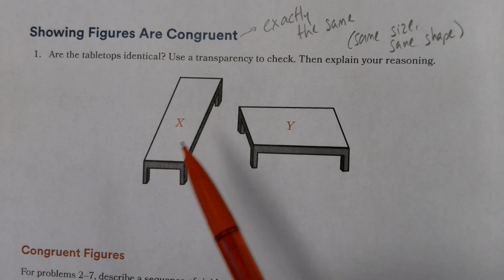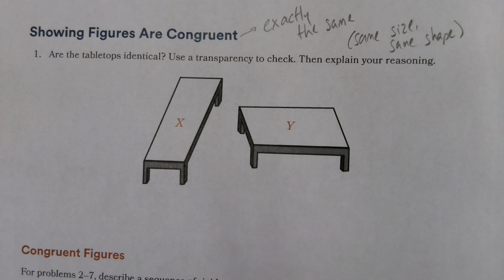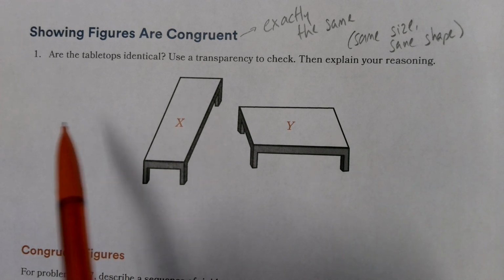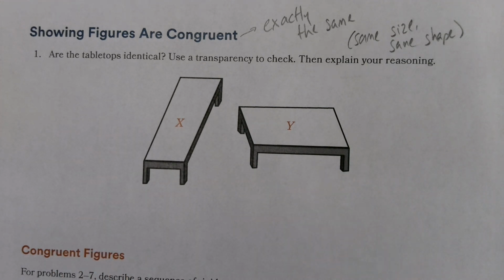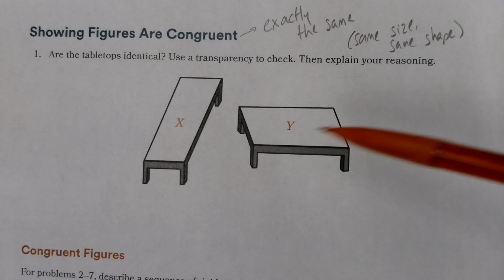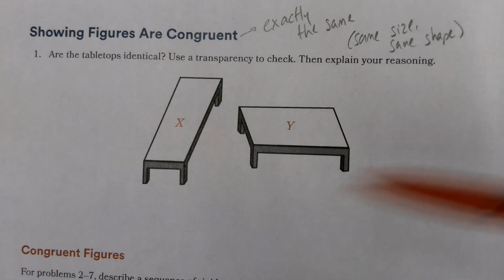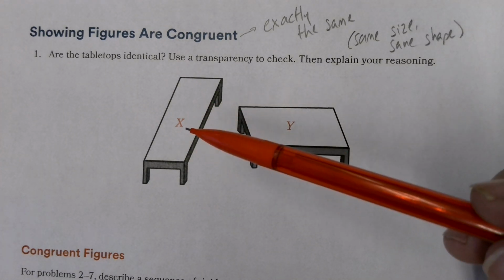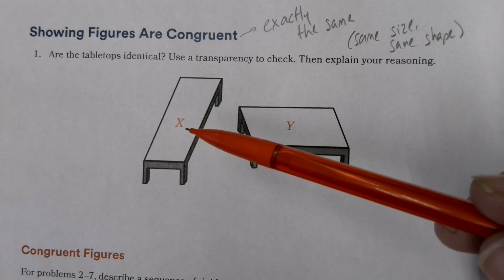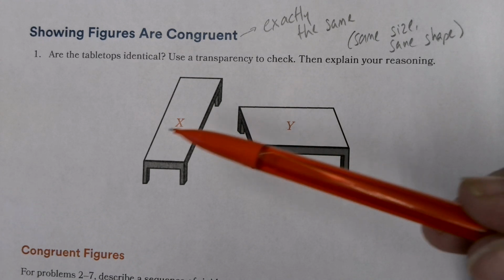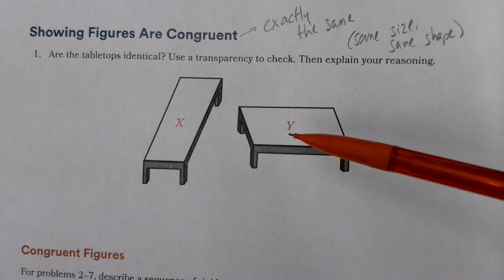Okay. If I'm looking at both of these two tables, would you say these are identical? Just by looking at these, we would say, oh, they're not identical because this one looks longer and skinnier, and this one looks wider and shorter.